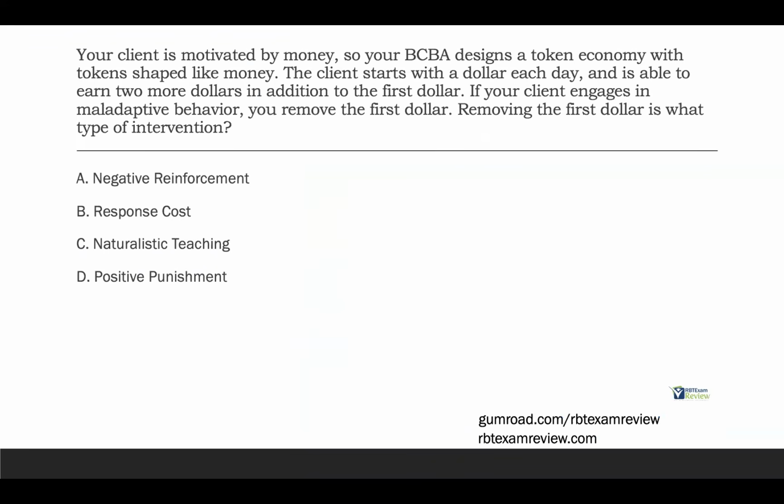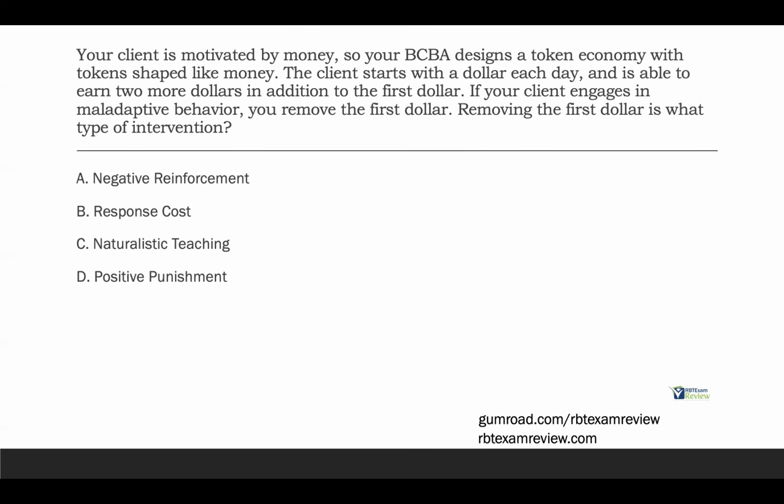Okay, so this is a very straightforward question. It's simply asking you what intervention you are using. So it's almost a definition question, disguised as an application question. Meaning if you've been studying your task list study guide and becoming fluent in your terms and definitions, this question should be very straightforward. So what do we want to know? We want to know, what is it called when you remove a token in response to a maladaptive behavior, right?